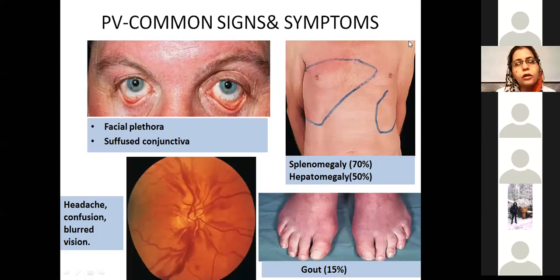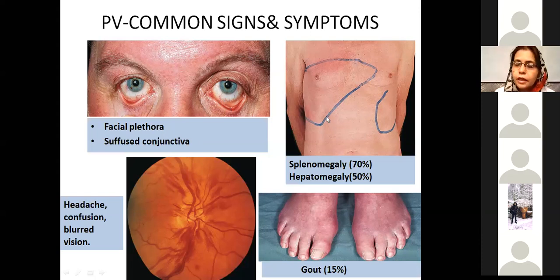So what are the common signs and symptoms, right? Most common, because of excess red cell production, the skin complexion changes to red. So there is facial plethora. Plethora is overall a ruddy complexion or redness of the face. The conjunctiva also becomes suffused because the conjunctival vessels are engorged with blood.